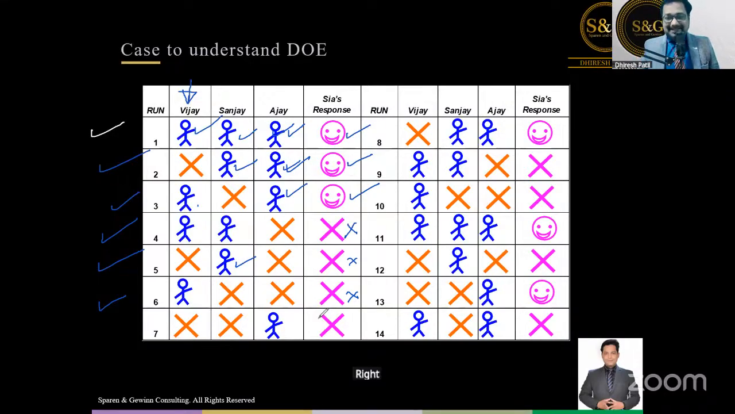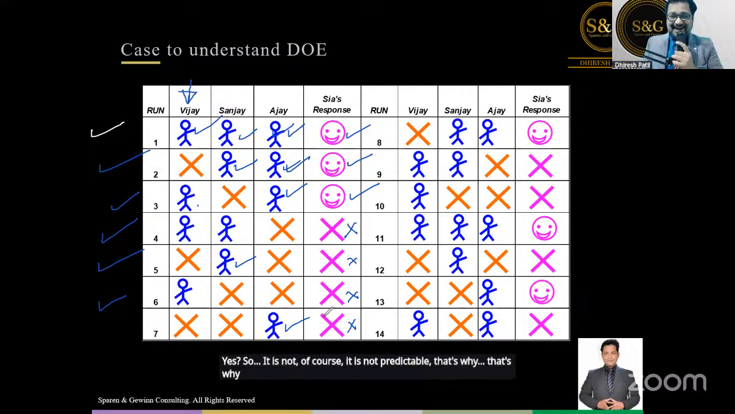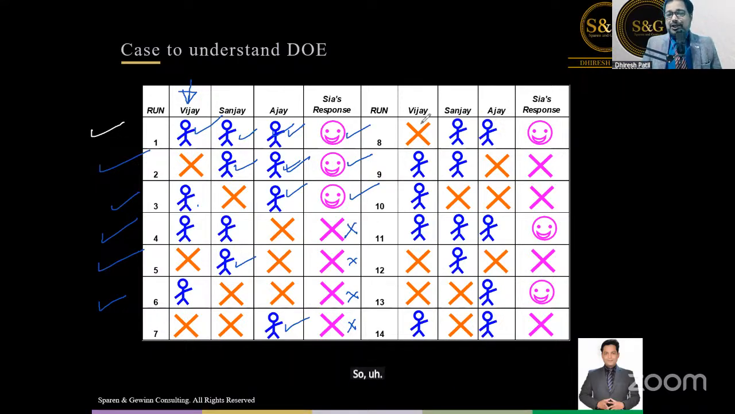Right? But on day 7, something miraculous happened. Only Ajay was there, but still Sia didn't smile. So there is some twist in the story, something is wrong. Yes. So of course, it is not predictable. That's why this is interesting, right? If it is very predictable, then nobody would see this movie, right? So let's continue with this experiment.